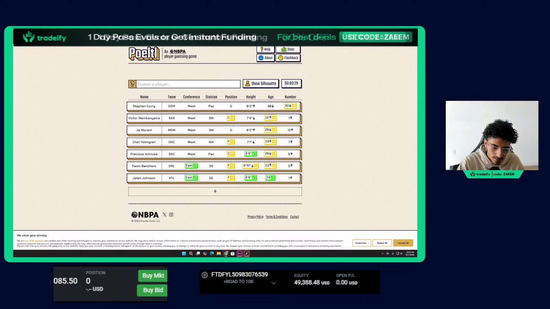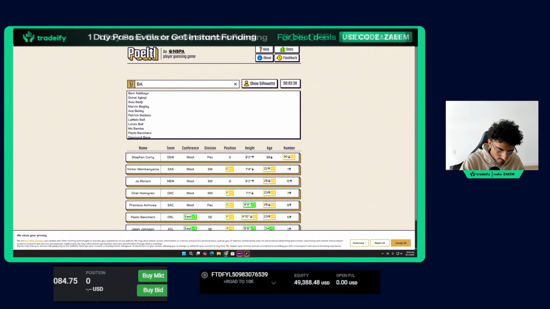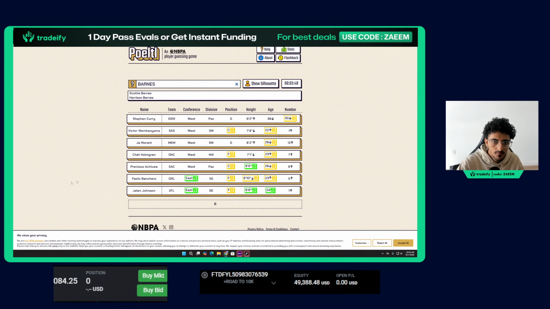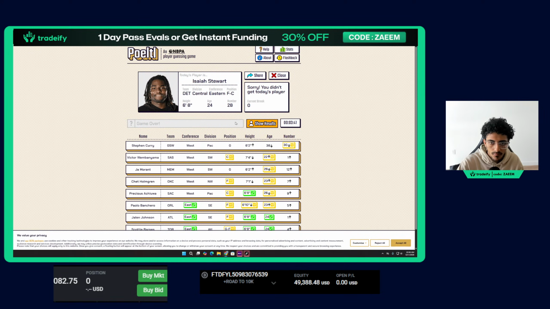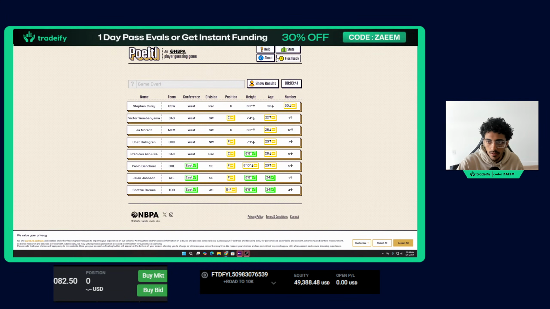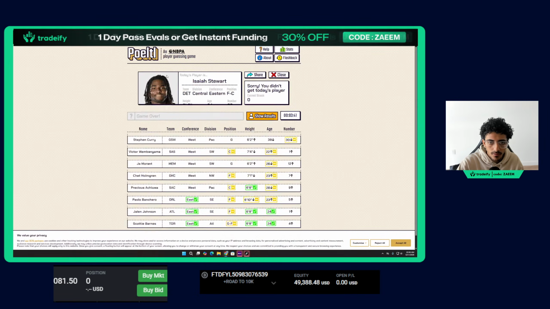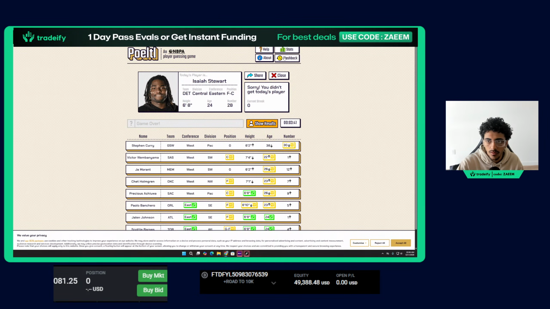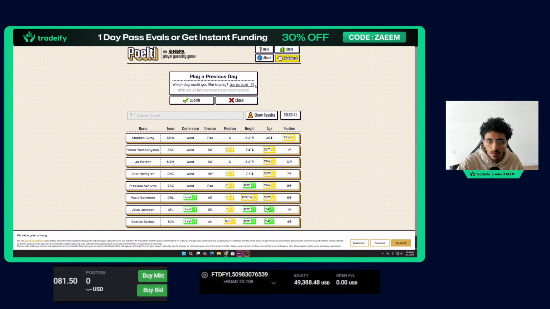On the East, 6'8", 24. Scotty Barnes, I don't know. Isaiah Stewart. Okay, whatever. Close. Is there another one we can do? Don't tell me there's only... Oh, there you go. Okay.